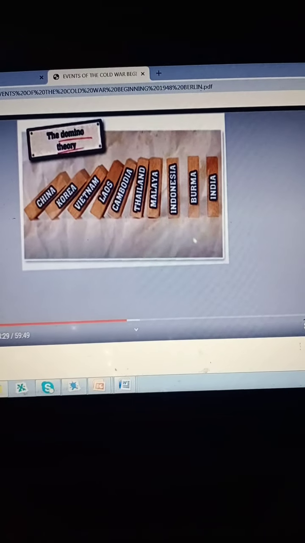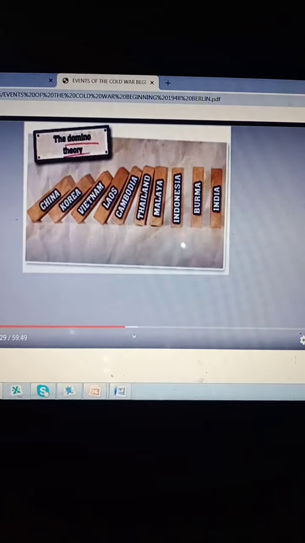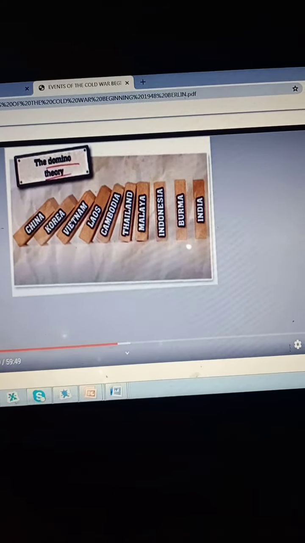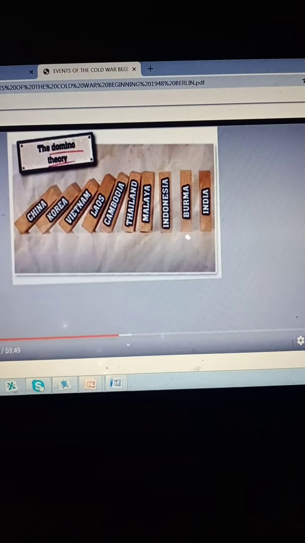If they were not stopped, if containment had not happened, communism would have taken over the whole of Asia, because Southeast Asia had already taken China, Korea, Vietnam, Laos, Cambodia. Then Thailand, Malaya, Indonesia, Burma, and India would surely have become communist countries. So in order to stop this, they took a stance in Korea itself, and that is why the Korean War was fought in Korea, so that the remaining countries from Cambodia, Thailand, Malaya, Indonesia, Burma, and India would not turn communist.